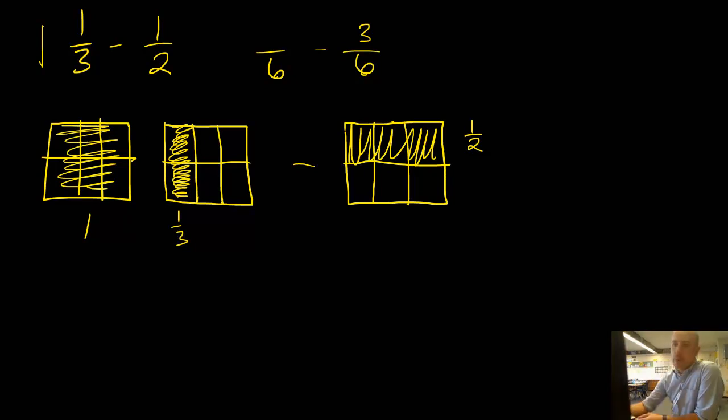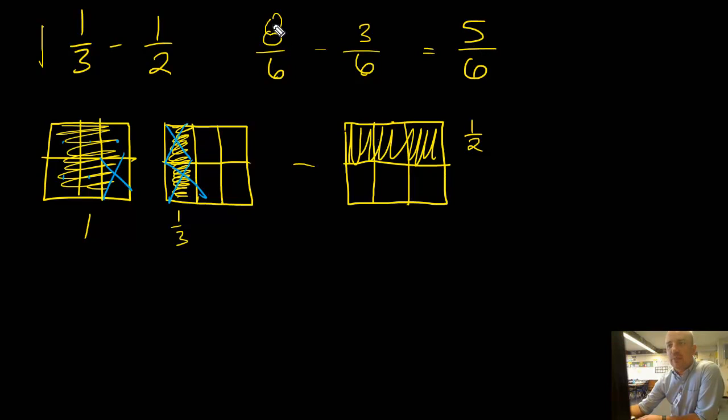Okay, so I'm trying to figure out how many total sixths I have. So let's count them up. 1, 2, 3, 4, 5, 6, and that makes sense. It's a whole. So I have 6 sixths here, and I have 7 and 8. So I have a total of 8 sixths, and I need to take away 3 of those, right? Well, obviously I can cross off 3, 1, 2, and 3. Cross those off, and then I can count out my leftovers. I have 1, 2, 3, 4, 5. And I have 5 sixths left over.